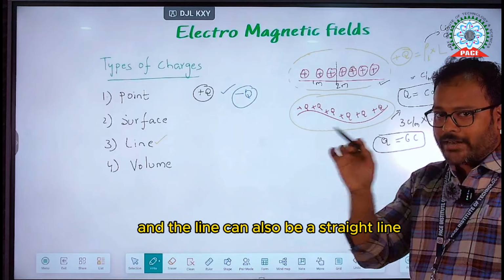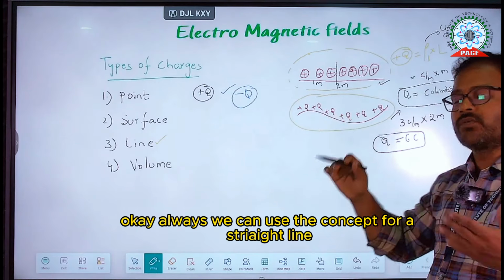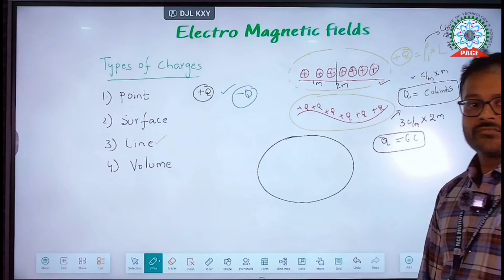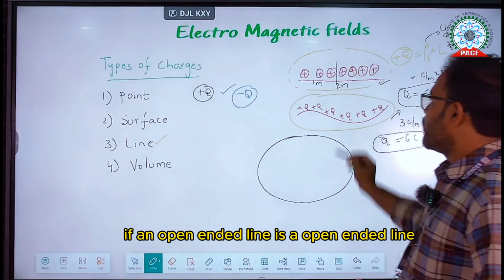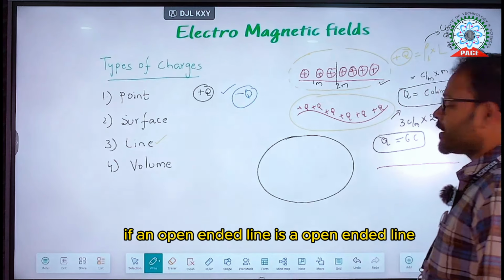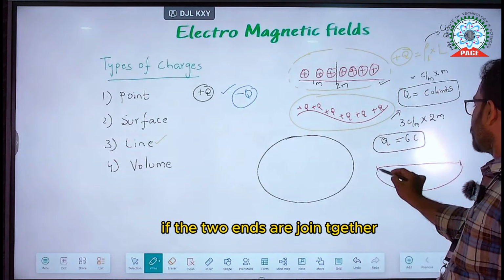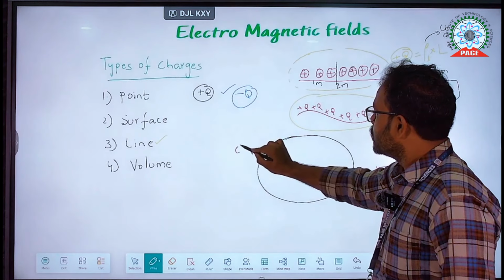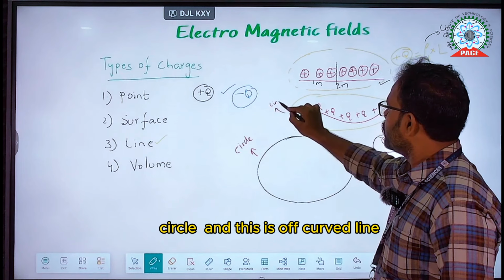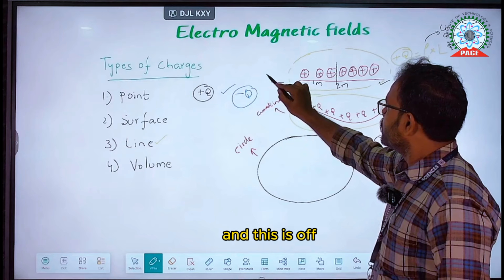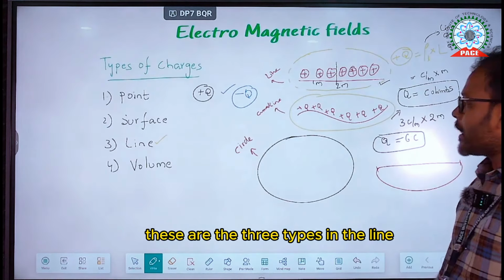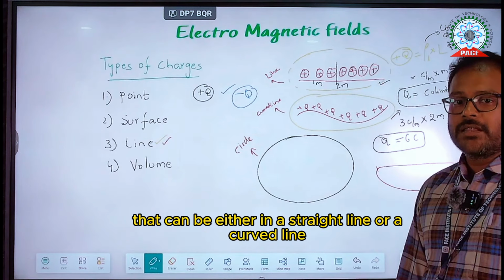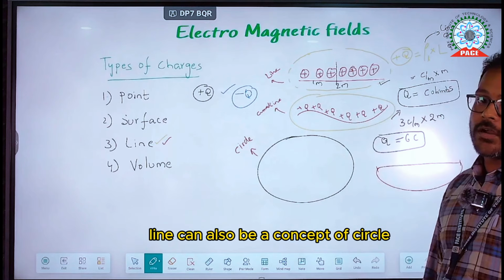And the line can be a straight line or a curved line. Always we can use the concept for straight lines and curved lines. And we are having one more concept called the circular ring. This is also a line. How can we define it as a line? If an open-ended line has its two ends joined together, it can be considered in the form of a line shape. So this is a circle, and this is a curved line, and this is a straight line. These are the three types in the line. The first concept is that a line charge has charge formed in a line shape that can be either a straight line or a curved line. It can also be the concept of a circle.